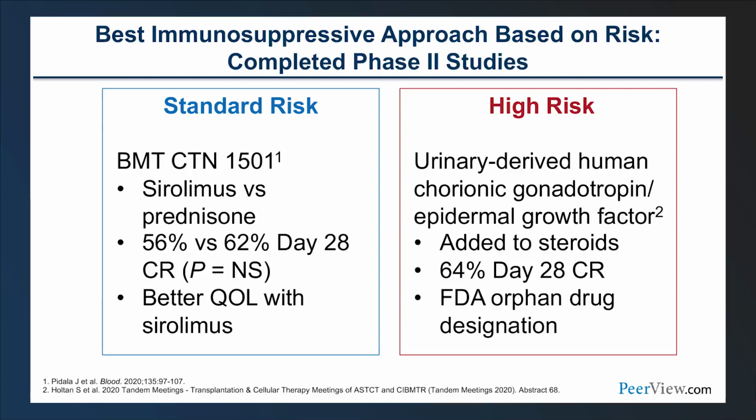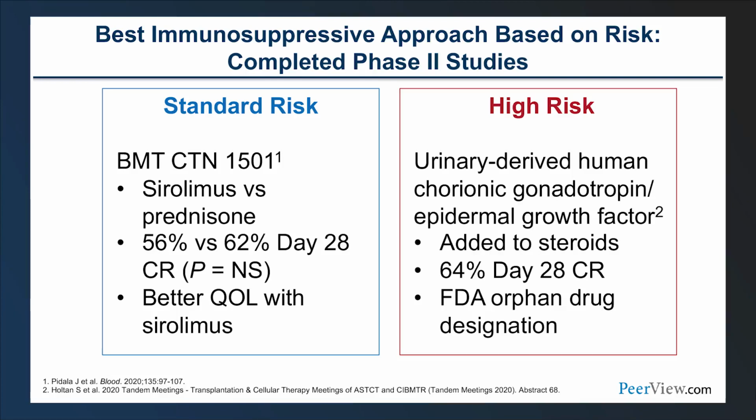So what is the approach that we need to take? There have been a couple of published and completed phase 2 studies that use this risk-adapted approach in the frontline setting. The first one in Minnesota standard risk acute GVHD has been published and is available.